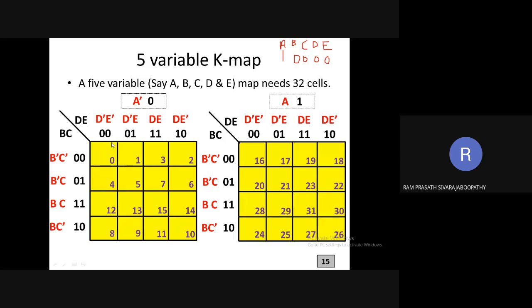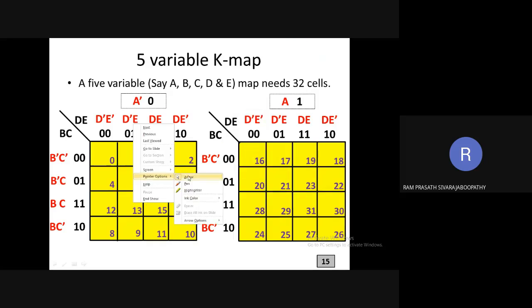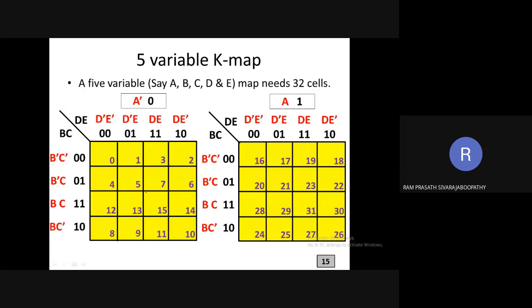Whatever the cells I am having in the value A bar, that means A equal to 0, all the cells here and all the cells for A equal to 1, both are adjacent to each other. You can check and see. I will take just two cells and show you. Fine. I am going to consider this position.